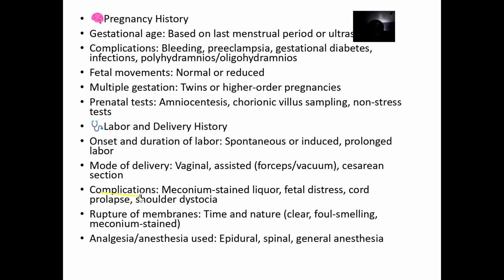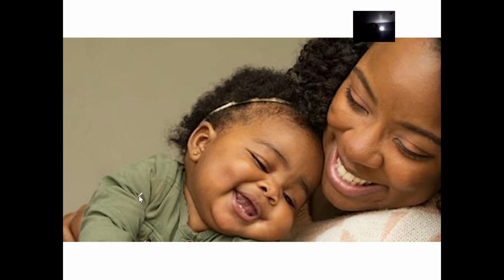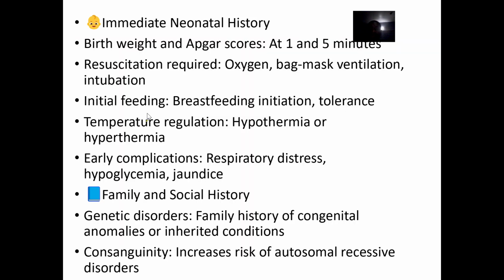Then you look at whether she was aided with analgesia or anesthesia during childbirth and all of that. So, immediate neonatal history. You look at the weight and Apgar scores of the baby at 1 and 5 minutes. You look at any resuscitation that was done, the initial feeding, and temperature regulation. Then, were there any complications coming up early on?